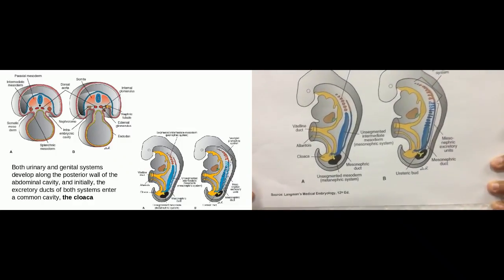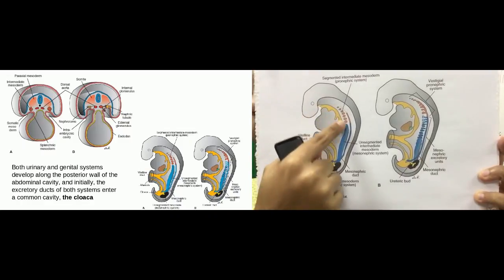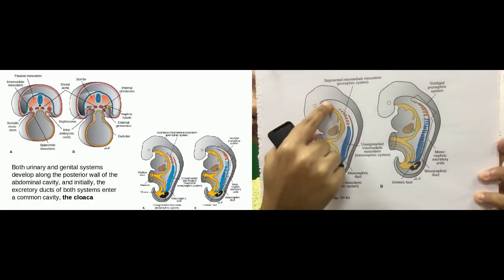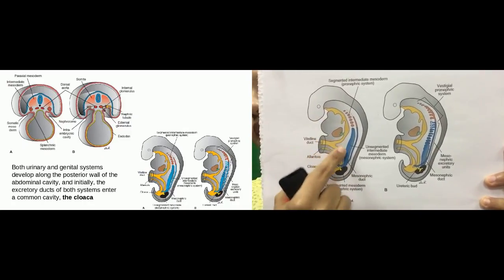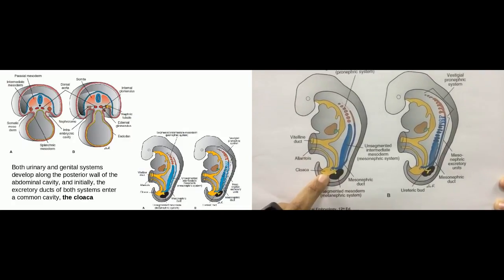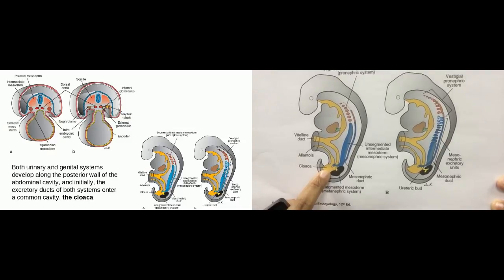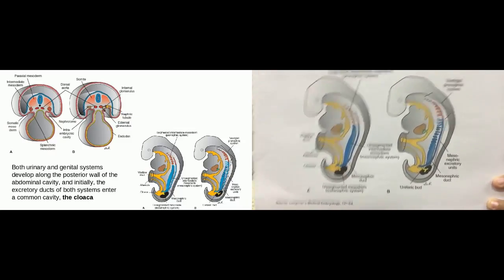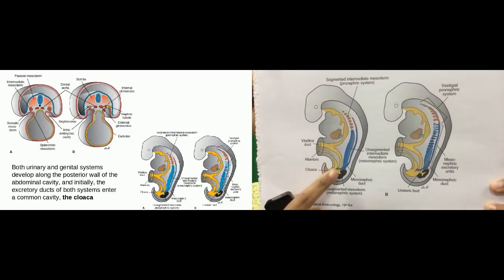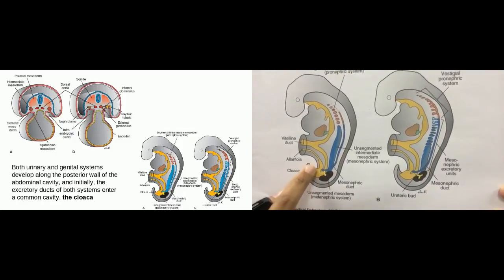You can see over here, this is the embryo, and the yellow one represents the endoderm. This is the foregut, and this is the midgut part, and this is the hindgut part. At the terminal end of the hindgut, you can see a dilatation or a swelling, that's called as cloaca. Both the structures which are forming the urinary part and the genital part, initially at the earlier weeks, enter into a common cavity called as cloaca.